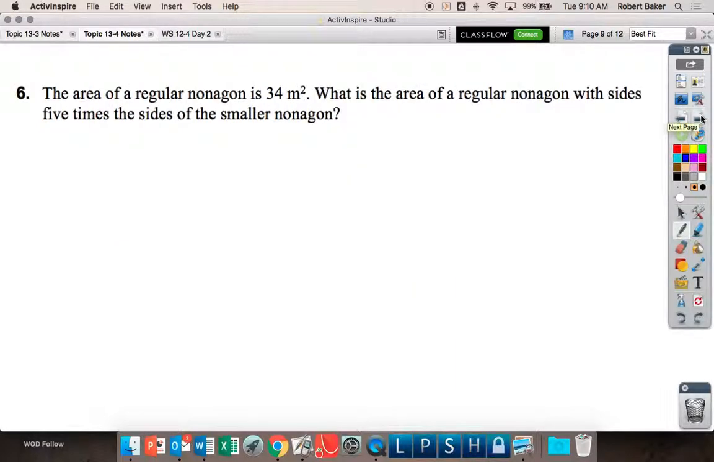All right, the area of a nonagon is 34 meters squared. What is the area of a regular nonagon with sides 5 times the sides of the smaller nonagon? Ooh. What do you think here? You have 2 nonagons. The area of the small one's 34. The side lengths of the bigger one are 5 times the length of the smaller one. So here's where you get to make your own proportion. You get to pick a side length for the small nonagon.